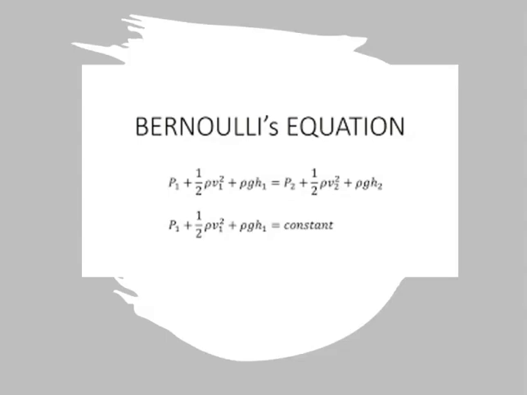H in thermodynamics is used for enthalpy, so hence we use Z as a height. Now imagine this is Z1. This is the potential energy of the fluid here, and this is the same height. So in this case, Z1 or H1 is equal to H2. The height is not changing.